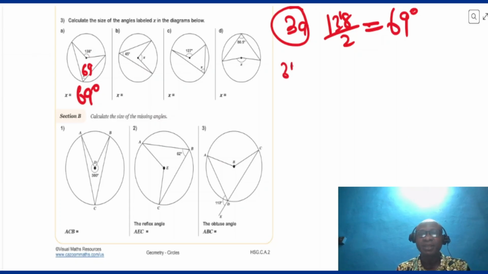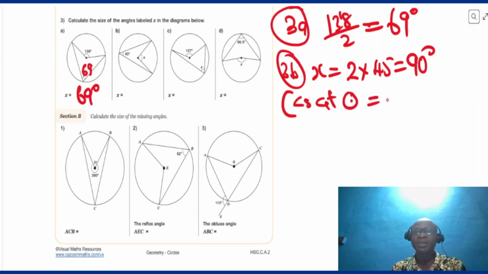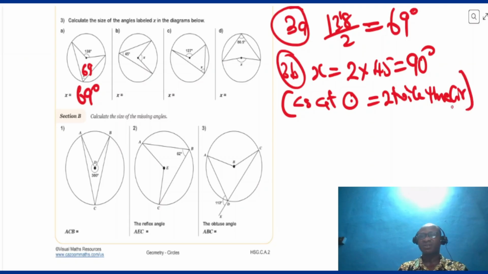In number 3b, they gave us the center as letter x, while the circumference is 45. You are simply going to say that x is equal to 2 multiplied by 45. Why am I doing it? Because I know the theorem. That is going to give me 90. What is my reason? Angle at center equals 2 times, twice the circumference. So this is my reason. That is an abbreviation, CIR, means circumference of a circle. Is it okay?